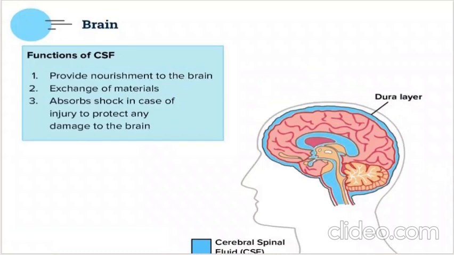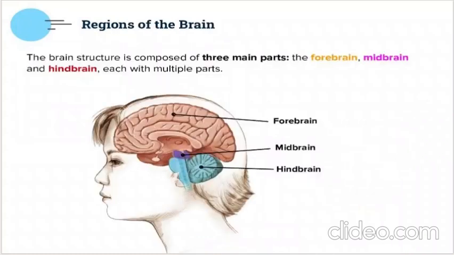Now comes the functions. What are the functions of this fluid? It provides nourishment and moisture to the brain. It does the exchange of materials: if anything wants to go inside or outside, materials are exchanged through this. Then it even absorbs shock in case of any injury, to protect the brain from damage. So if there's any injury, so that the brain doesn't get a shock, cerebrospinal fluid absorbs that shock.